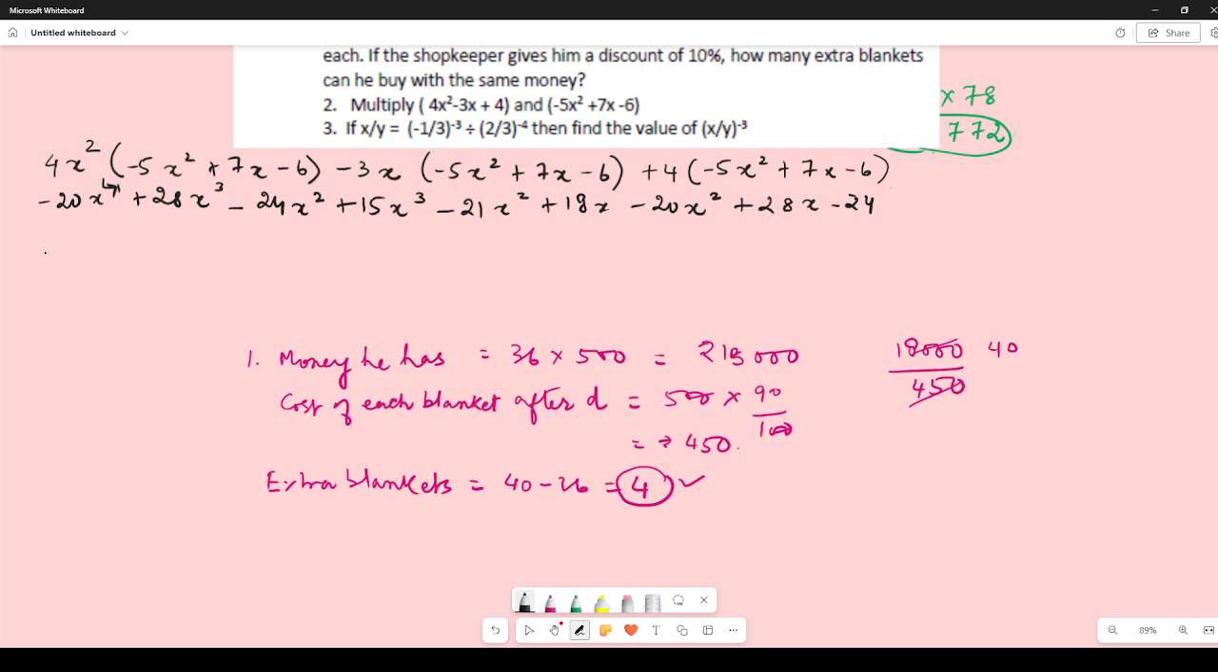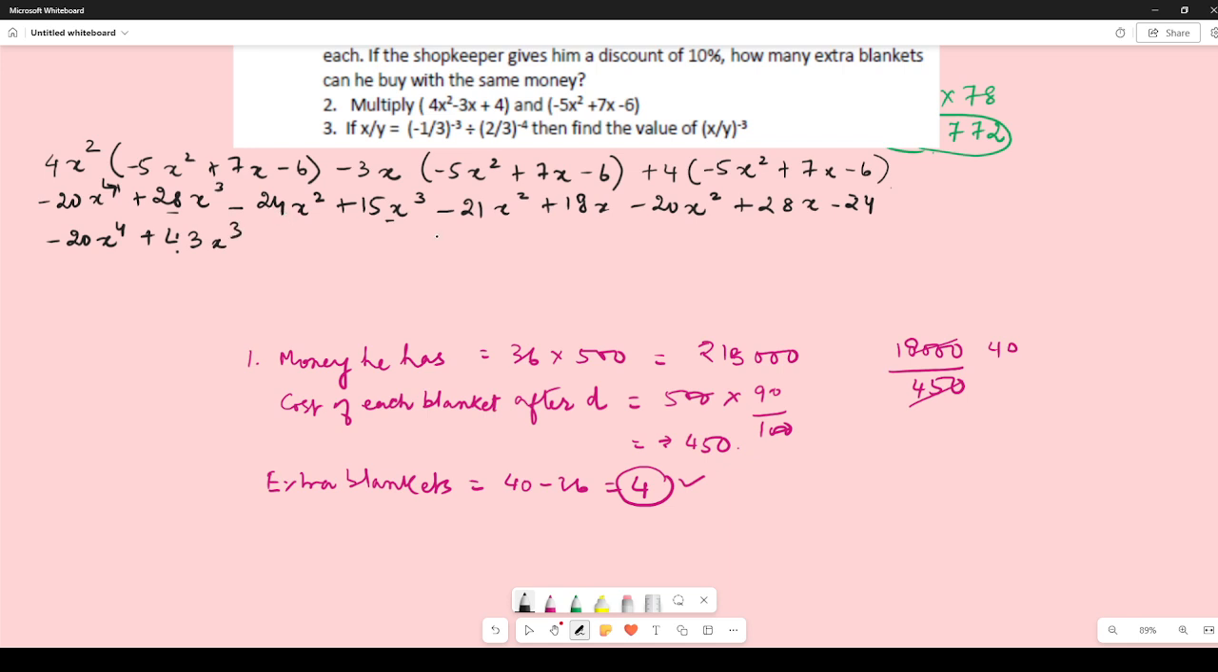So there is only one x to the power 4, so minus 20x to the power 4 remains over here. Now let us see what happens with x cube. So 28x cube plus 15x cube, this one and this one covered. So we have 28 plus 15, that makes it plus 43x cube.